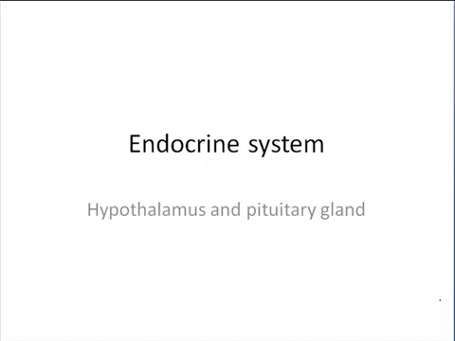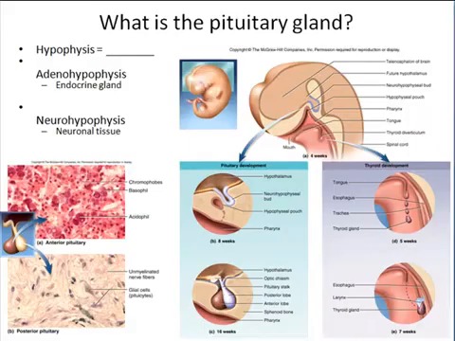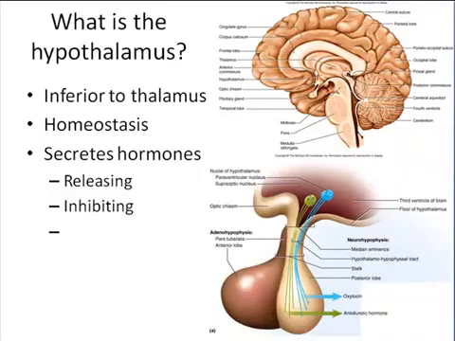So we're going to start going over the first two major endocrine glands. We're going to spend quite a bit of time on these two because it turns out the hypothalamus and the pituitary gland both secrete a large number of hormones, and these impact many other different cells in the body. So let's start out first by talking about the hypothalamus.